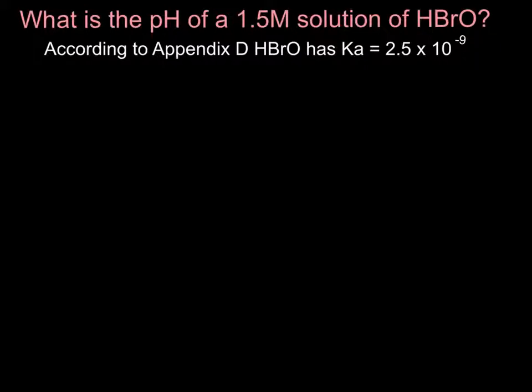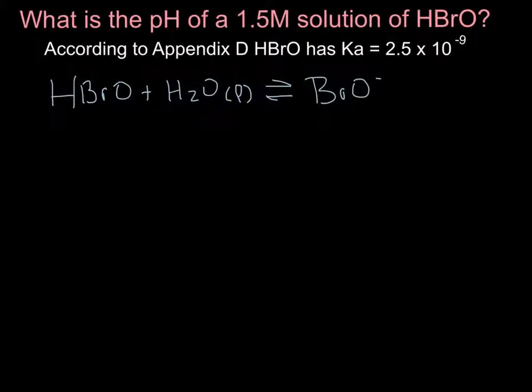This Ka value pertains to the reaction hypobromous acid plus water, and I'm going to write that water is a liquid because it doesn't factor into the equilibrium expression, yields the hypobromite ion plus the hydronium ion. Whenever a question asks for the pH of a solution, what you're sneakily asking is, what is the concentration of the hydronium ion? Alright, I'm going to use an ice table since this is just an equilibrium problem.